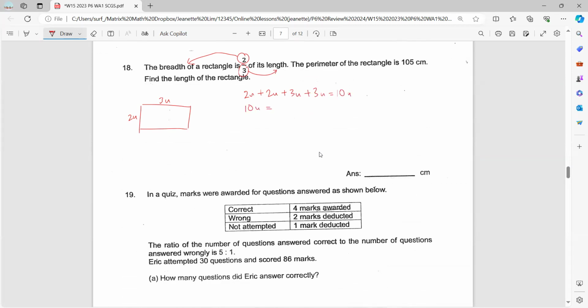So 10 units is the perimeter, which is 105 cm. Let's find 1 unit. We need to find the length. Okay, so let's find 1 unit first. 105 divided by 10. So the decimal from the back, just shift 1 time to the front. You get 10.5. To find the length of the rectangle, this is 3 units. So 10.5 times 3. Okay, so answer is 31.5 cm.